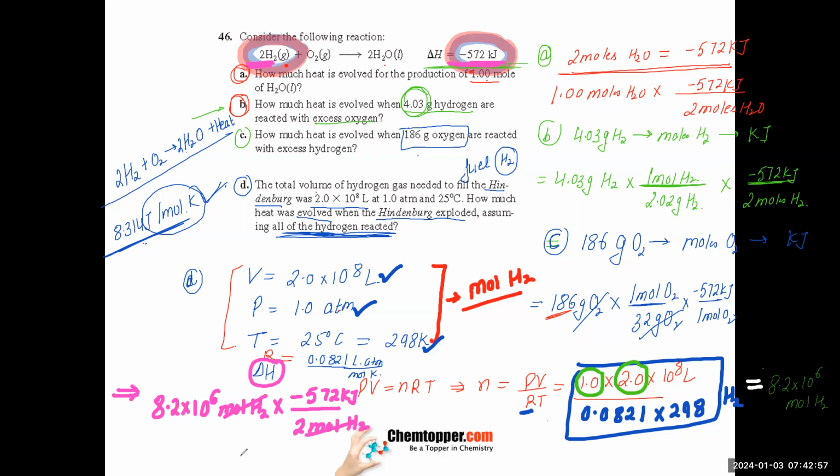Moles H2 cancelled. So the answer will also be in 2 significant figures, and units will be kilojoules. And the sign is negative. Negative means exothermic.